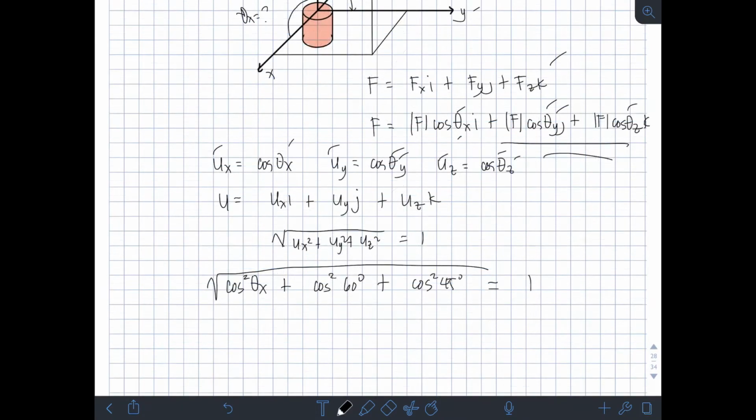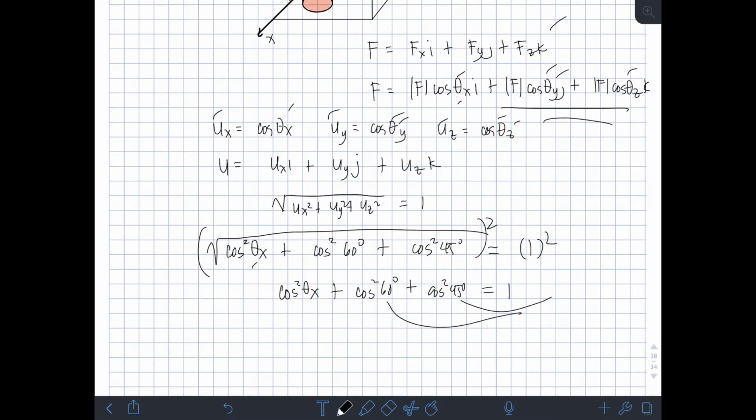Okay? Now, to solve for theta x, square natin both sides. So, magiging cosine squared theta x plus cosine squared 60 degree plus cosine squared 45 degree equals 1. So, pag in-square natin, wala na yung radical, magiging 1 na lang. Then, transpose everything to the right except for this cosine squared theta x. We have 1 minus cosine squared 60 degree minus cosine squared 45 degree.